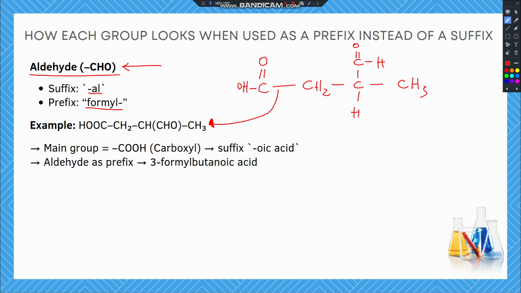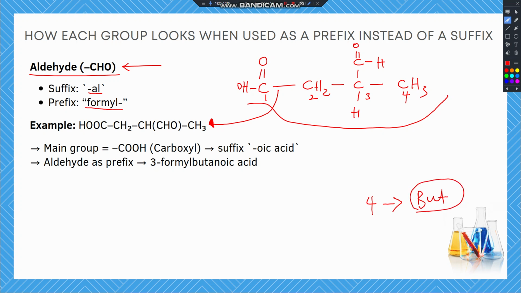So now, how do you name this compound? First of all, you need to count the number of carbon atoms that are present. Let's do that very quickly. We have 1, 2, 3, 4 carbon atoms. 4 carbon atoms tells us that we have the name BUT. Let's keep it aside because there are other things to take care of.